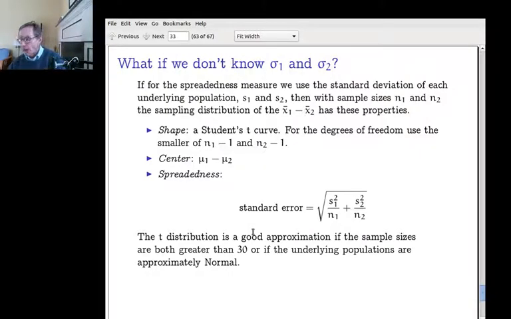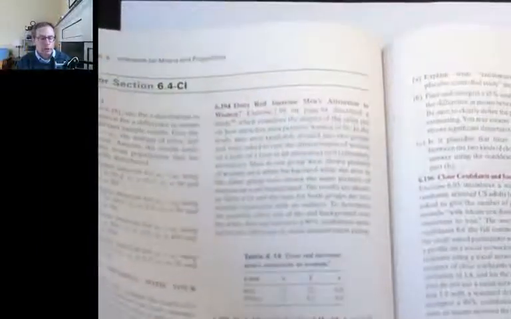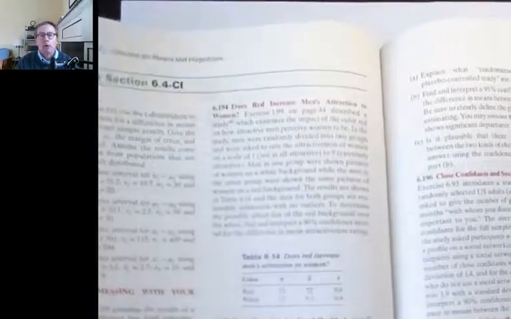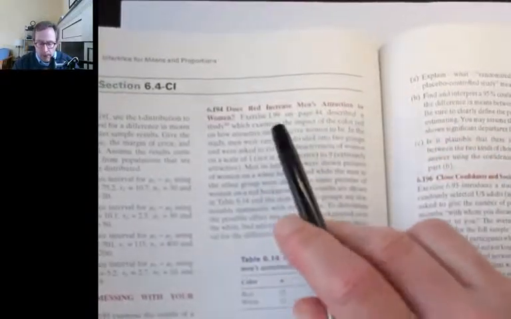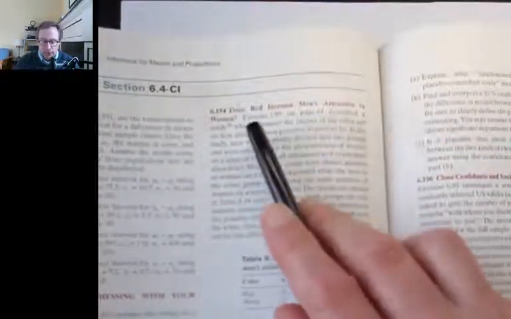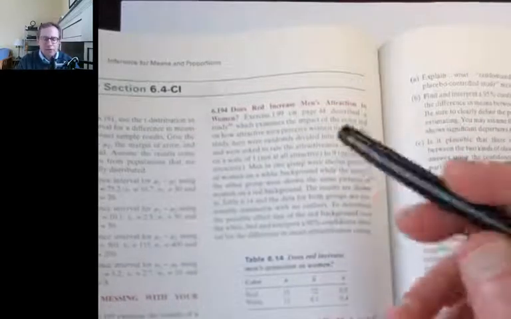Okay, so for the confidence interval question, I'm going to do number 194, just to pop it up. Let me see if I can get the thing to go. What's going on? Video capture. There we go. Question 194, and I know it's hard to read, but you can bring it up in your own book. It says, does red increase men's attraction to women?